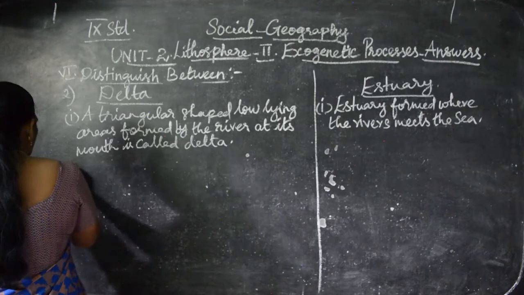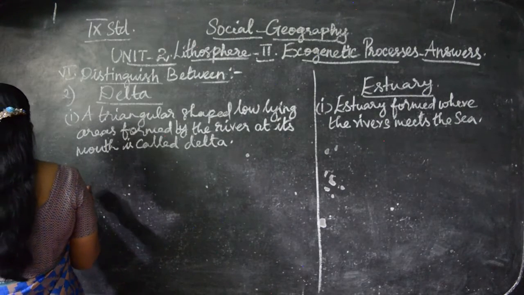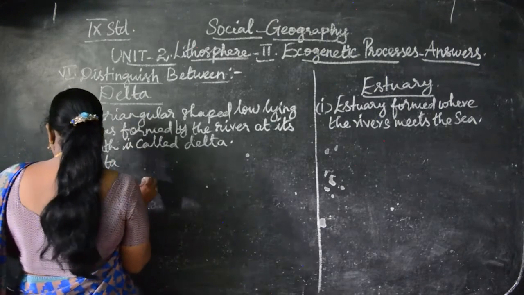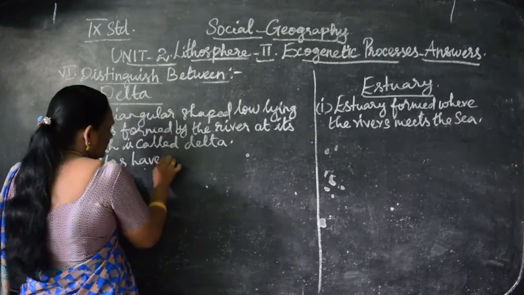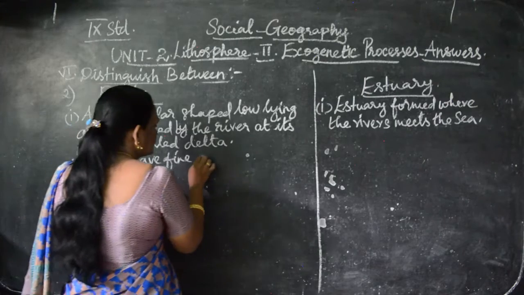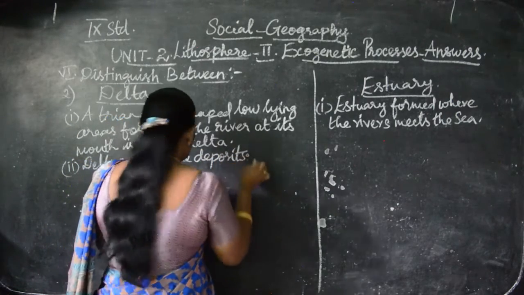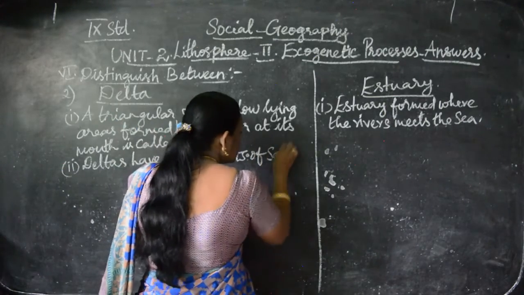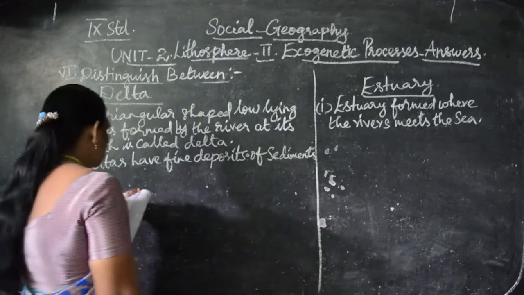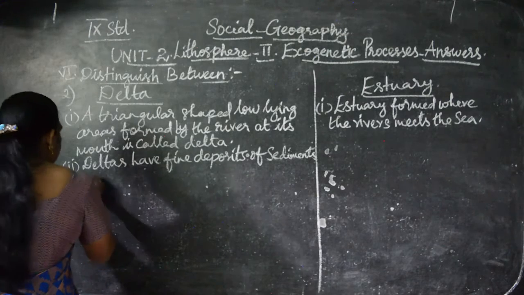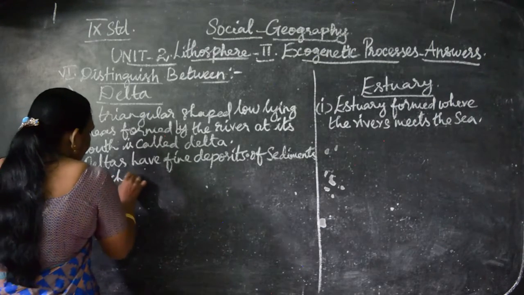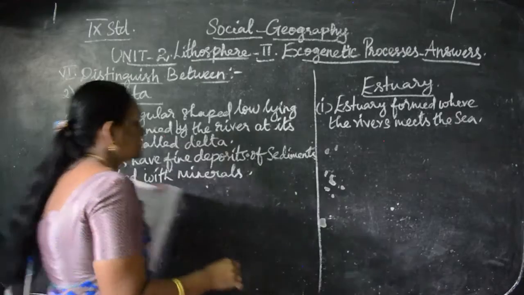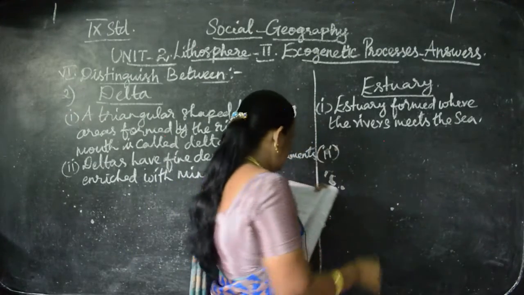Okay, and the second point. Deltas have fine deposits of sediments enriched with minerals.